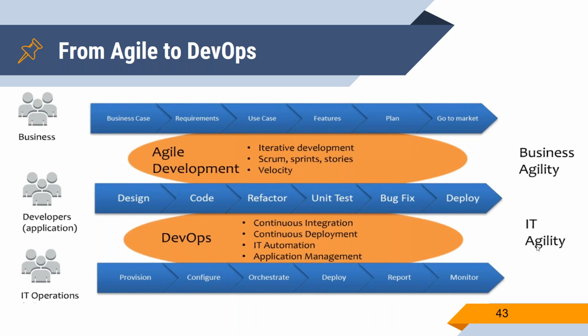And this is the difference between DevOps and agile-based development. In agile we have iterative development, and we have scrum, sprint, stories and velocity. In DevOps we are doing continuous integration, continuous development, IT automation, and application management.